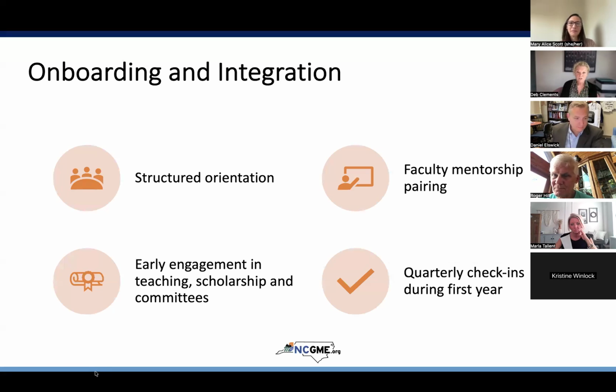So onboarding, have a structured orientation. Again, it matters that once we've been in a place for a while, we forget that there are so many unknowns about an organization, especially if you didn't train in that organization. So we make a lot of assumptions, and people are sometimes a little reluctant to ask. And so have a structured orientation. Again, especially important for people who didn't train with you. Engage early in teaching scholarship and committee work to give them that piece of fulfillment in rounding out their whole career. Pair someone with another faculty member for mentorship.